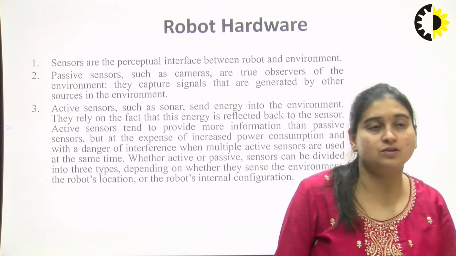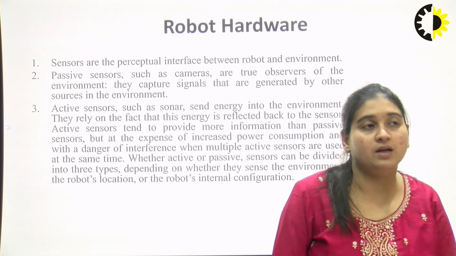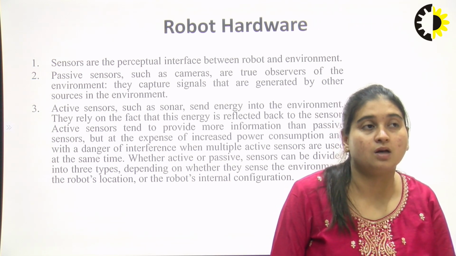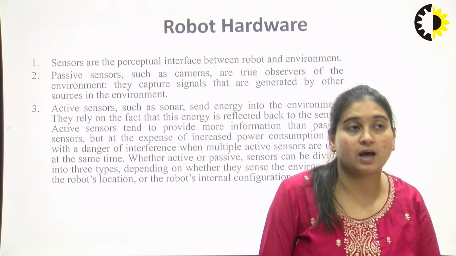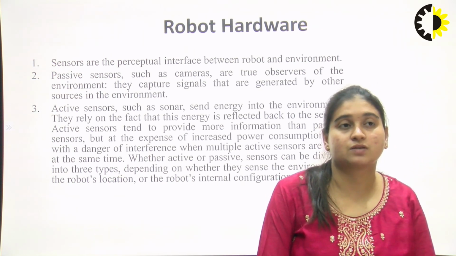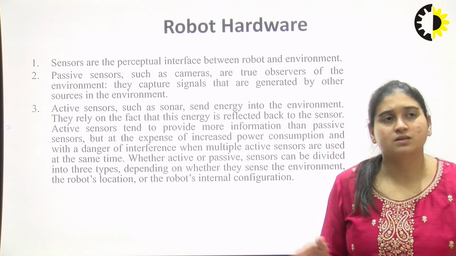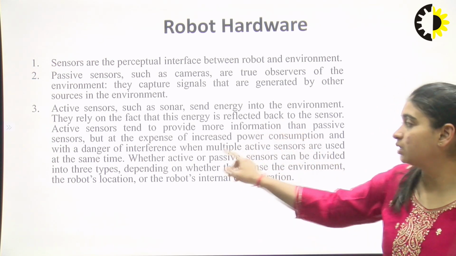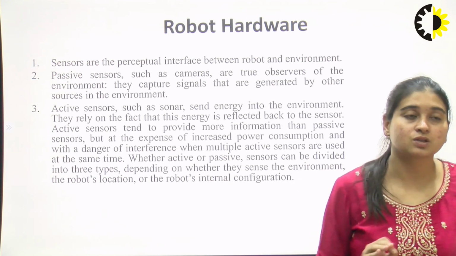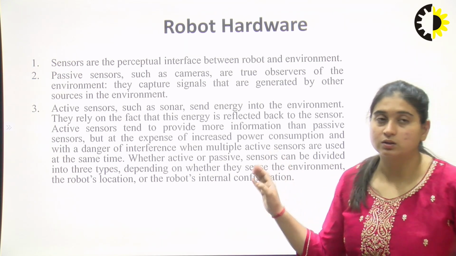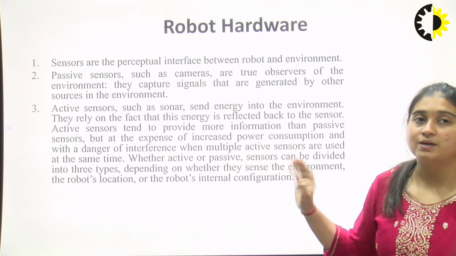Active sensors are there. The sensors can also be divided into two categories: first is active sensor, and second is passive sensor. Active sensors such as sonar send energy into the environment, and they rely on the fact that this energy is reflected back to the sensor. The active sensors tend to produce more information in comparison to passive sensors. Just remember that this is about the basic differences between the active and the passive sensors.